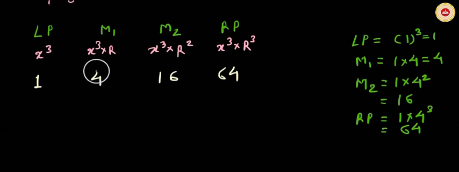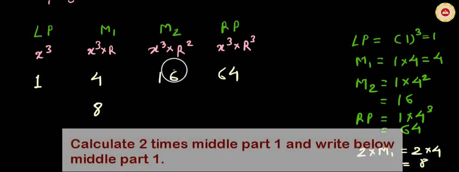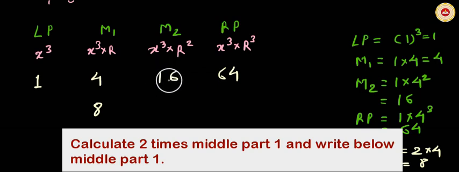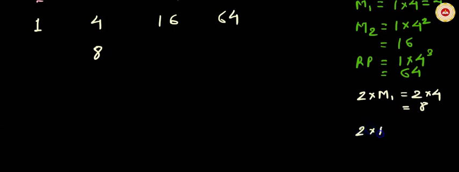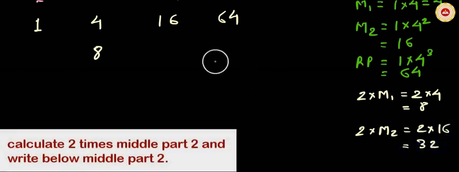What is the value of middle part 1? 4. 2 multiplied by m1 is 2 multiplied by 4, which is equal to 8. So write 8 here. Now 2 multiplied by m2, what is m2? 16. So 2 multiplied by m2 is 2 multiplied by 16, which gives us 32. So write 32 in middle part 2.